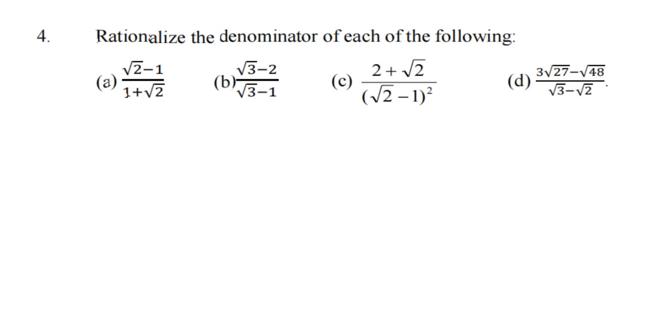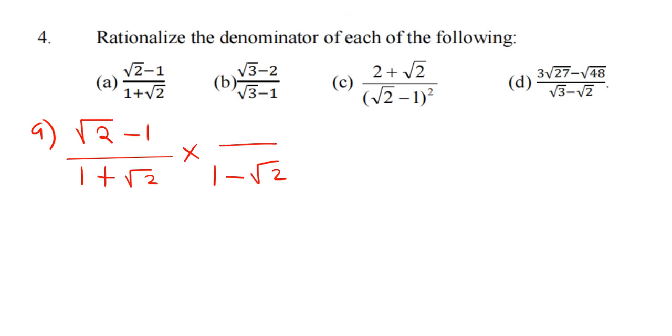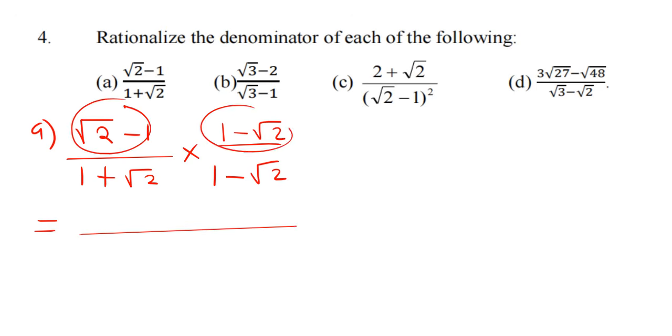Okay, so like for A, let's start with A. We've got the square root of 2 minus 1 over 1 plus root 2. So in this case we're going to multiply by the conjugate, which is 1 minus root 2 on both sides. Then we just need to solve. Okay, so I'm literally multiplying this and that.